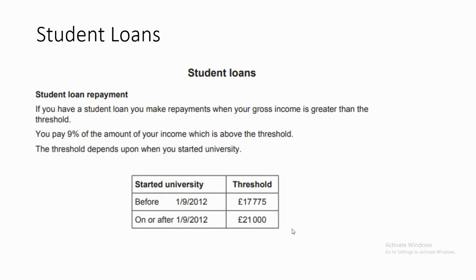So if you started before September 2012, then the threshold was £17,775. If you started after then, the threshold is £21,000. That's when you start paying those. Okay, so we'll look at that more in a minute.